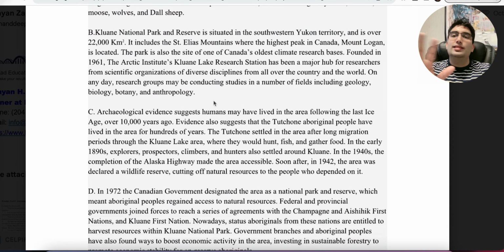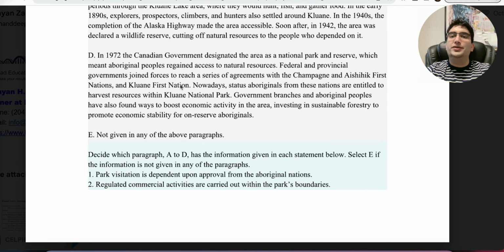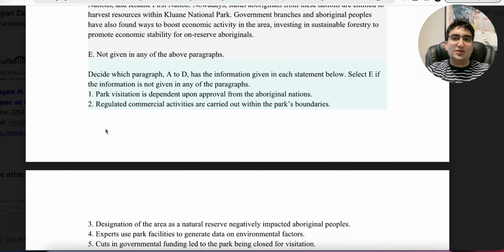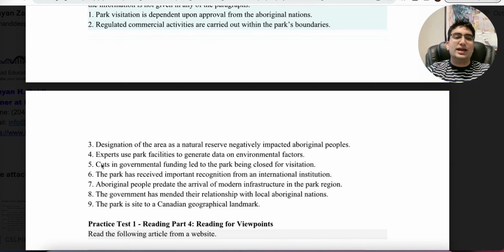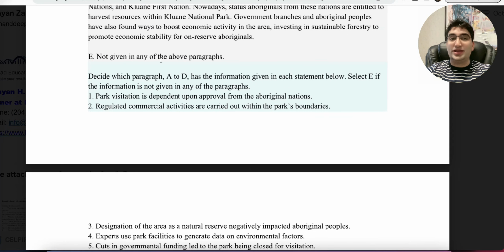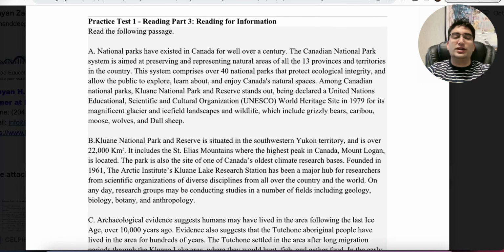All right. Last thing, whatever you have not answered is E. Simple as that. Okay. So you're going to go to paragraph A, you're going to answer a bunch of questions, B, C, D. Whatever number is left, it's simply E. Okay. That's how you do it. Not given is not that hard, but the other stuff is hard.